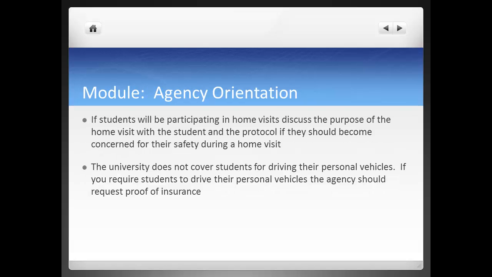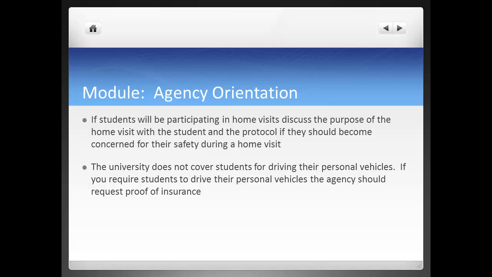Again, I just want to emphasize that we do not cover students for driving their personal vehicles. So if they're required to drive their personal vehicle to do a home visit, something happens in the course of that visit, their personal insurance would be responsible for addressing any damage that was done to their vehicle.